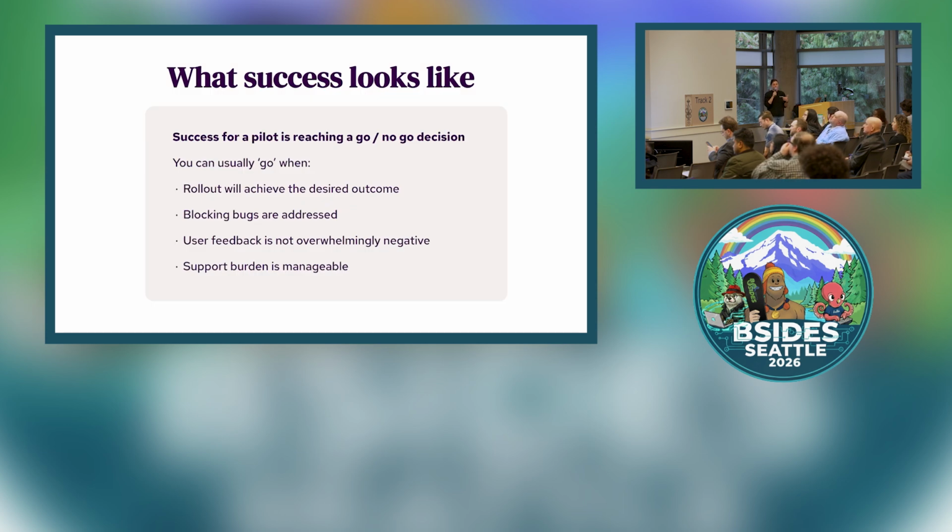Success for a pilot is actually really easy to define. So you should define success for your overall policy rollout, but also for your pilot. Success for your pilot is that you decide whether or not to move forward. That is success. You're trying to get to a decision. You can usually go when you know that if you implement that rollout, you're going to get the desired outcome in terms of the security improvements you're aiming for. And this is also addressing any blocking bugs, making sure that your users aren't overwhelming you with support tickets or requests. Basically, the burden is manageable.